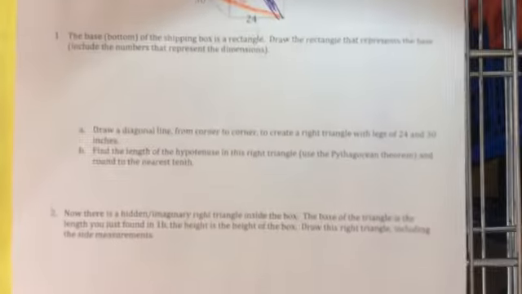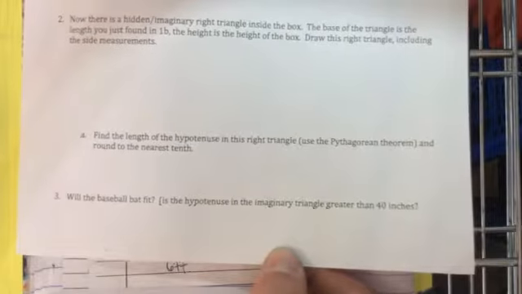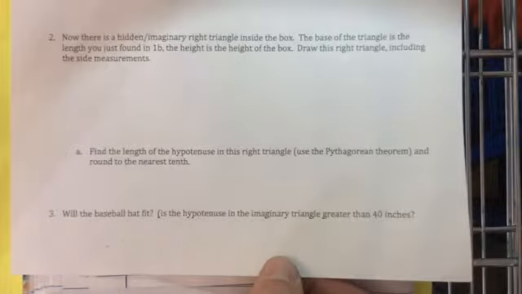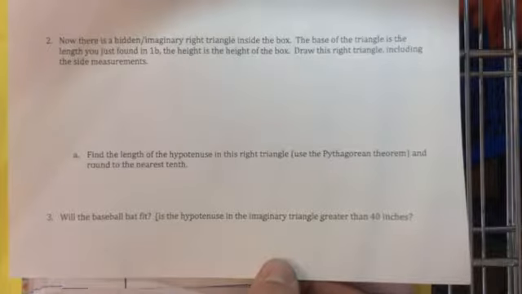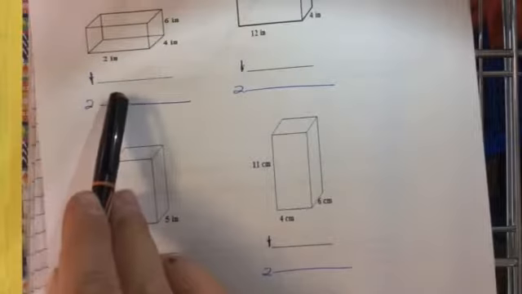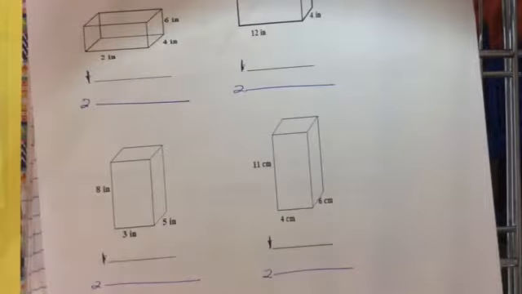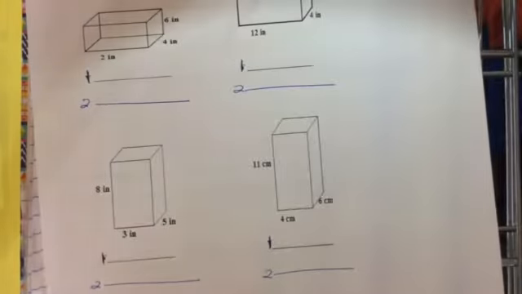So the front page will work you through, step by step, how to do this problem. And along the way, the last question says, will the bat fit? Is the hypotenuse in the imaginary triangle greater than 40 inches? Braden. I'm sorry? On the back side, find C and find D. So find the first diagonal and the second diagonal. So find your C and find your D. If there's not enough space on that piece of paper, feel free to attach scratch paper.